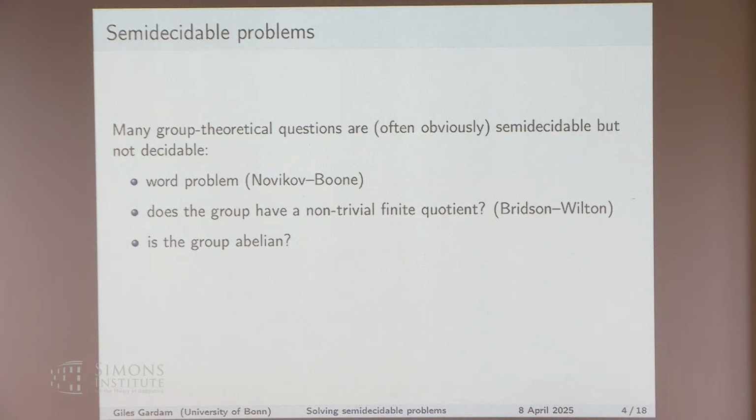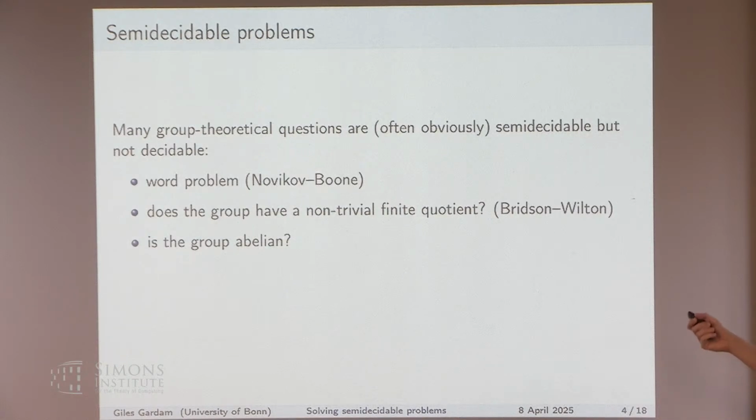It's very, very common that you're interested in some question about groups, and it's not decidable, but at least it's semi-decidable. Generally, it's obviously semi-decidable, and it's a real theorem to show that it's actually undecidable, or an application of somebody else's theorem. So I just told you about the word problem.